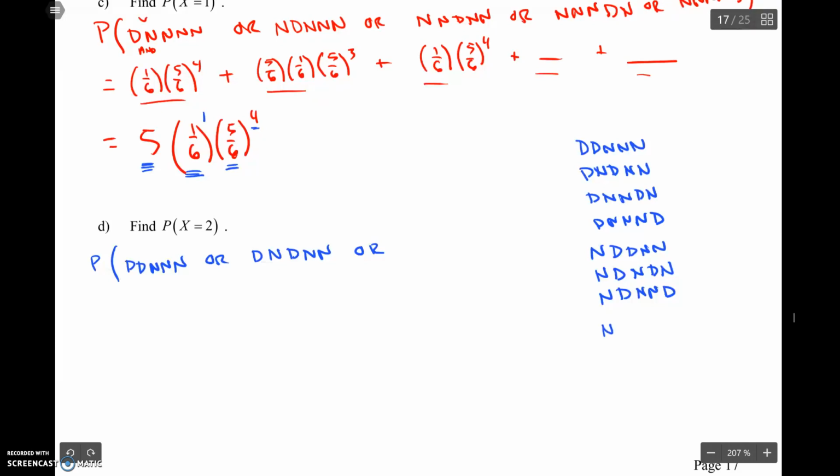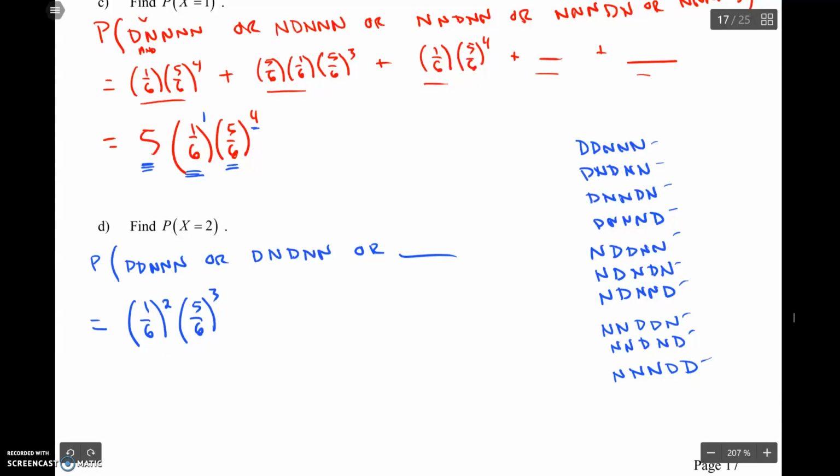So let's do all the ones that start with 2 N's, and then a D, DN, NN, D, ND, N, N, N, D, D. There, I think that's all the different ways you can do it. We got 1, 2, 3, 4, 5, 6, 7, 8, 9, 10. So I'm going to have 10 of these. And all of them are going to have 2 successes, a double and a double, and 3 failures. Not a double, not a double, not a double.